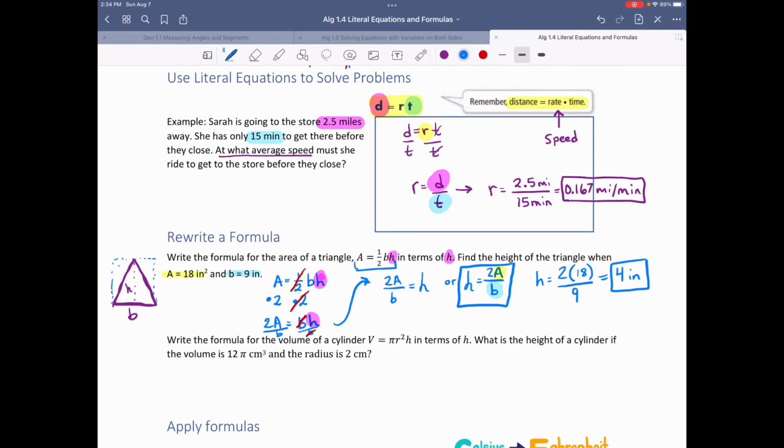So we have, this was our first answer, and this was our second answer, equals 4 inches after we plugged in 18 for the area and 9 for the base.